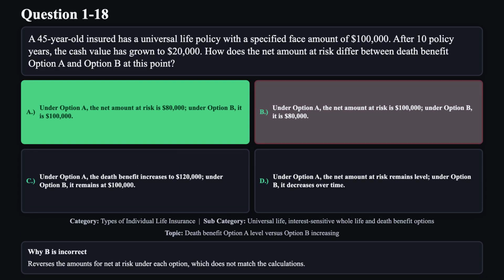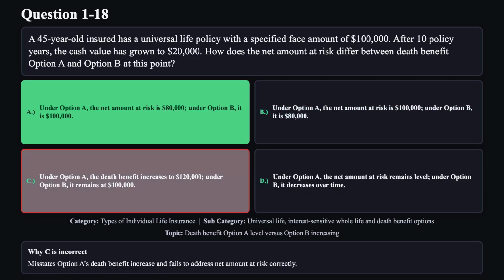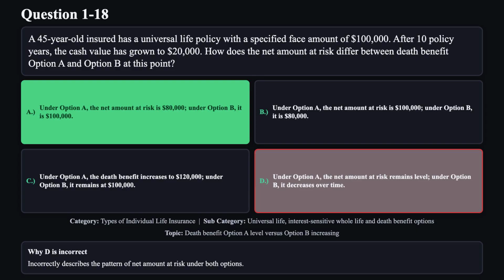Reason B is not correct. Reverses the amounts for net at risk under each option, which does not match the calculations. Reason C is not correct. Misstates option A's death benefit increase and fails to address net amount at risk correctly. Reason D is not correct. Incorrectly describes the pattern of net amount at risk under both options.